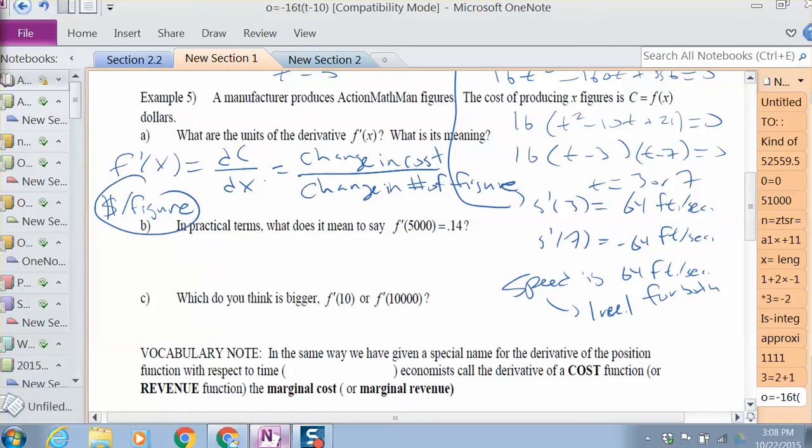That would be your units. And the meaning is basically right here. Or another way of thinking about it, you could say it's a rate of change of production cost.